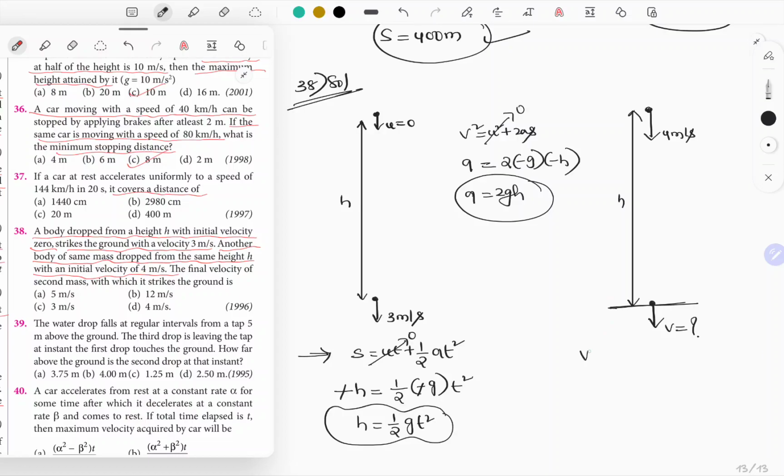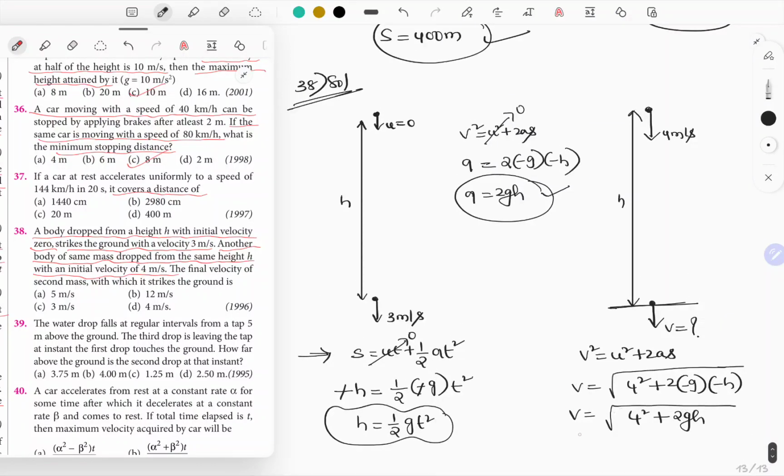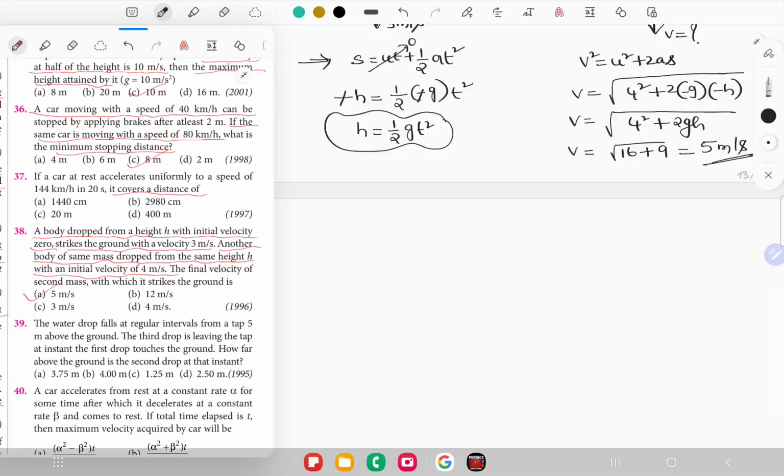We can use v square is equal to u square plus 2as equation. I have to find out the final velocity. What's the initial velocity with which it is thrown? It is 4 meter per second. It is going to be 4 square plus 2 into a, which is minus g, s is minus h. Then v is equal to root of 4 square plus 2gh. I already know the value of 2gh. What's the value of 2gh? 2gh is equal to 9, right? Let me substitute that. v is equal to root of 16 plus 9. 9 plus 16 is 25, root 25 is 5. This is the speed with which it is going to hit the ground. Super. Which option is matching here? Option A is the correct answer.